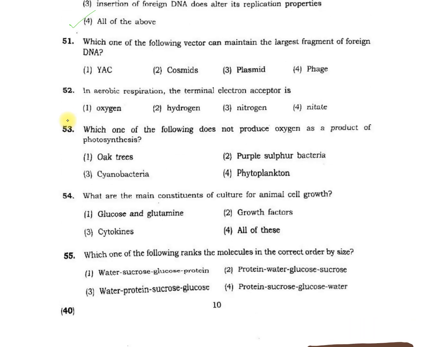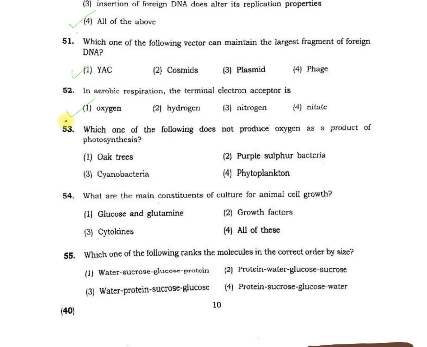Question 51. Which of the following vectors can maintain the largest fragment of foreign DNA? 1. YAC, 2. cosmids, 3. plasmid, 4. phage. Option 1, YAC, which stands for Yeast Artificial Chromosome, is the correct one. Question number 52. In aerobic respiration, the terminal electron acceptor is number one, oxygen, number two, hydrogen, number three, nitrogen, and number four, nitrate. Obviously, option one, oxygen, is the correct option.